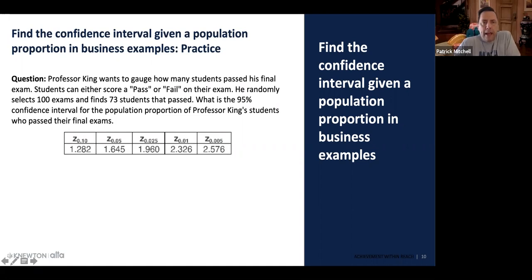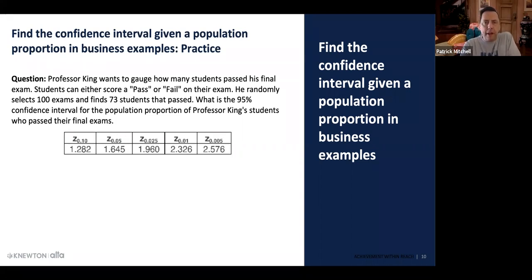So Professor King wants to gauge how many students passed his final exam. Students can either score a pass or fail on the exam. He randomly selects 100 exams and finds 73 students that passed. What is the 95% confidence interval for the population proportion of Professor King's students who passed their final exams?